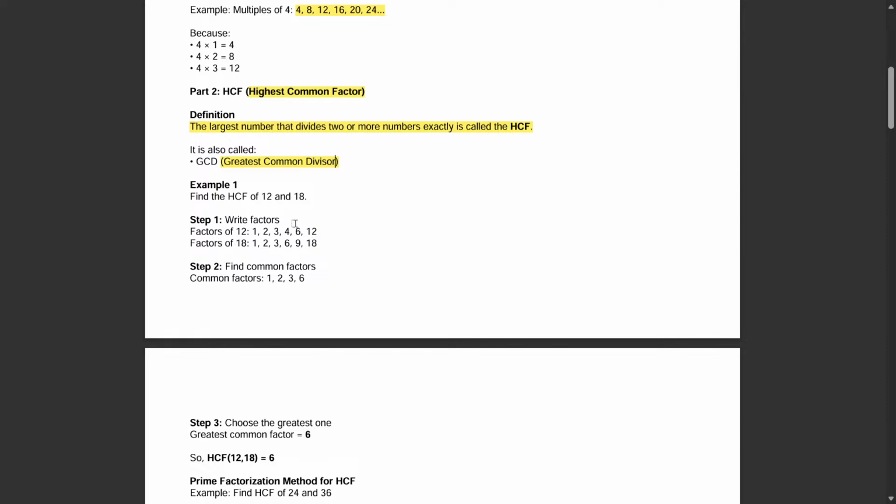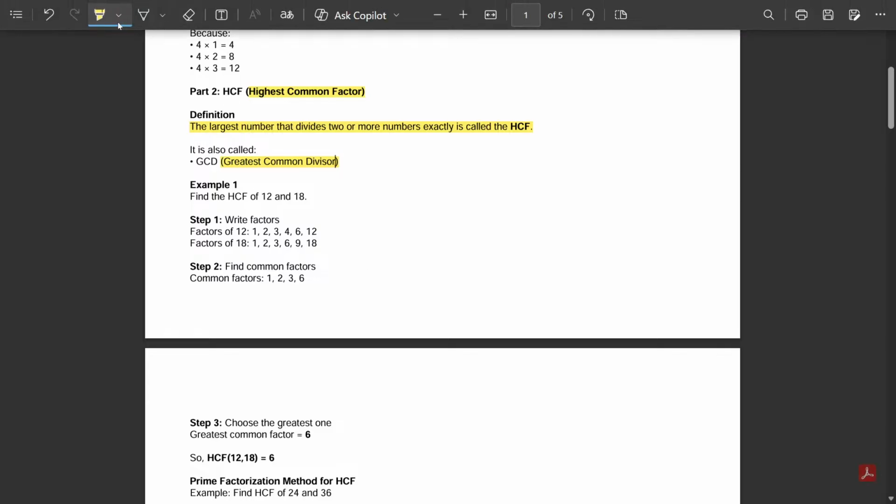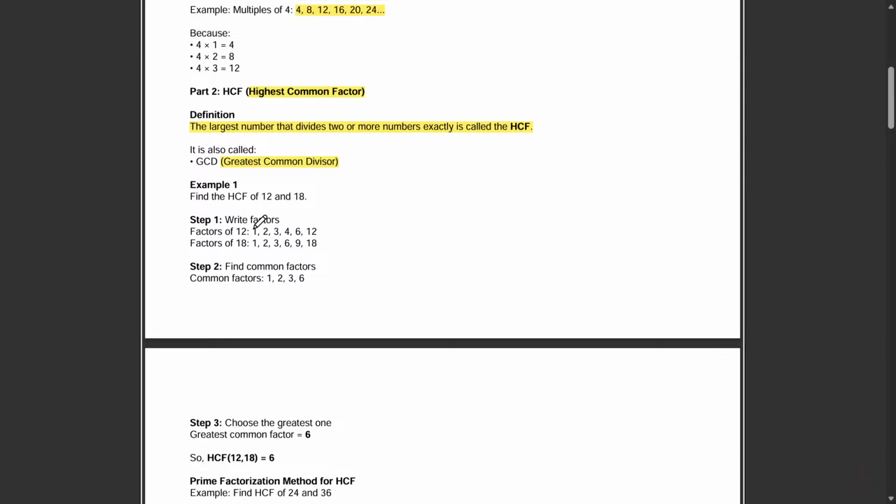Find the HCF of 12 and 18. Okay, so first write the factors of 12. Factors of 12 are 1, 2, 3, 4, 6, and 12. Similarly, write down the factors of 18, that is 1, 2, 3, 6, 9, and 18.